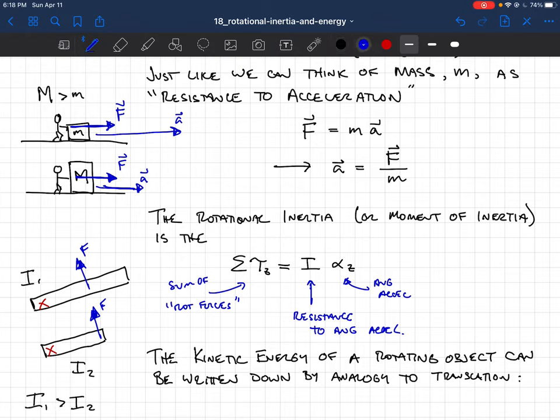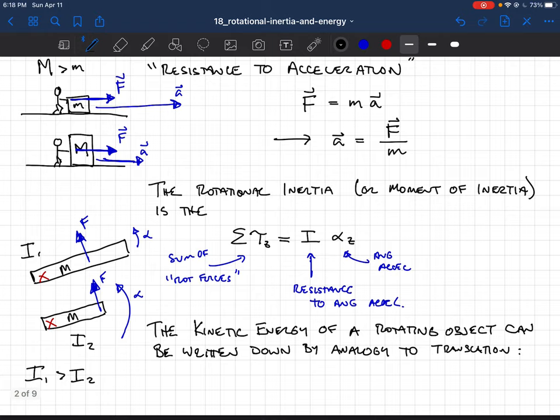And that will mean that the angular acceleration of the second one will be larger than the angular acceleration of the first one. And that would be true even if the masses of the two rods are the same. So maybe they're made of different material and they have the same mass, but because one is longer than the other, the moment of inertia could be different, and therefore one will be harder to rotate than the other.